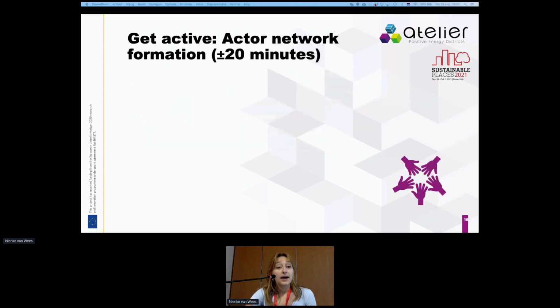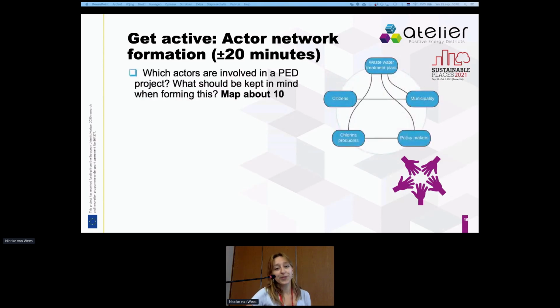So let's get active then. First we'll work on the actor network formation. That kind of speaks for itself. You've all received a piece of paper or you have a notebook. At home you can also have a piece of paper and notebook. We're going to map about 10 actors that you think are stakeholders or are influenced by the implementation of a PET in your context.